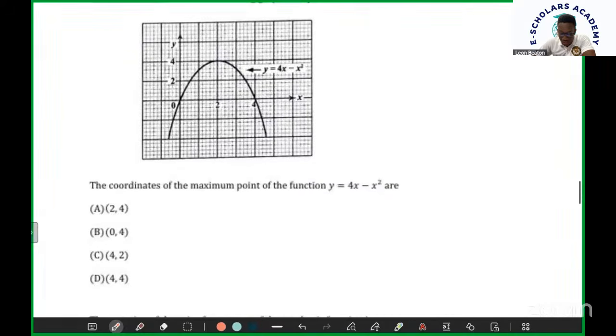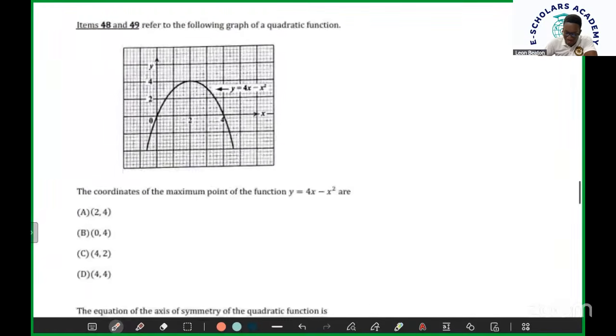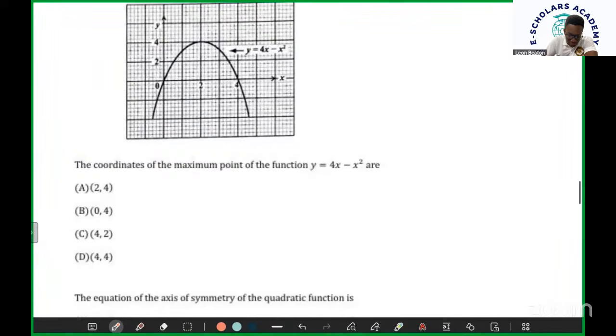So the next one, the coordinates. Same question? All right, let me skip this one. So the coordinates for the maximum point, we know that is (2, 4), which is A.